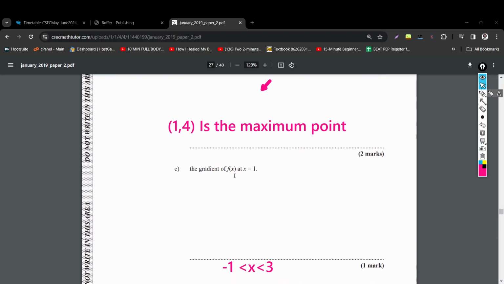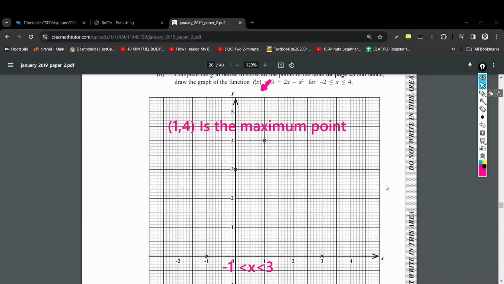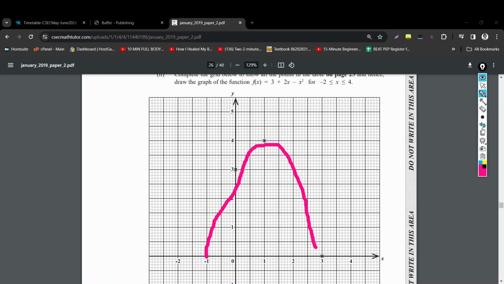The next one says the gradient of f of x at x is equal to 1. Guys, this is also pretty easy because at x is equal to 1, let me just try it again. Well, that kind of lead. Let me try it properly.